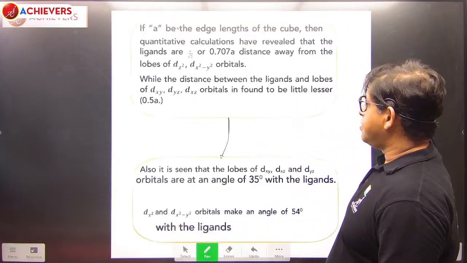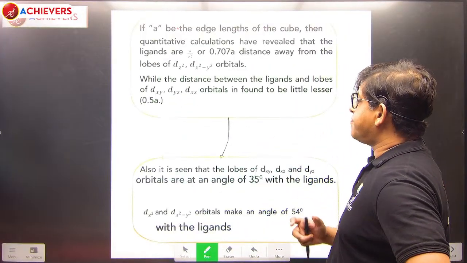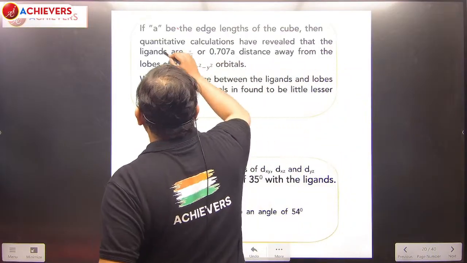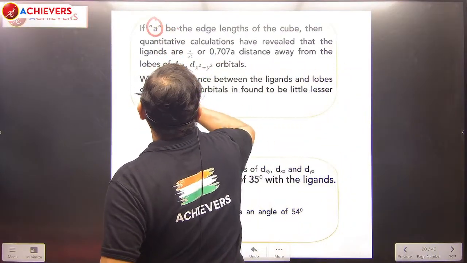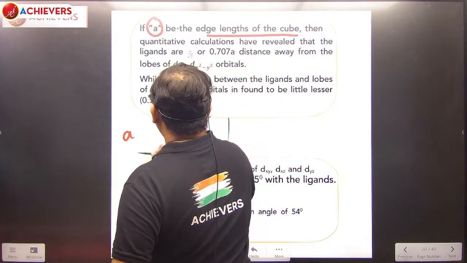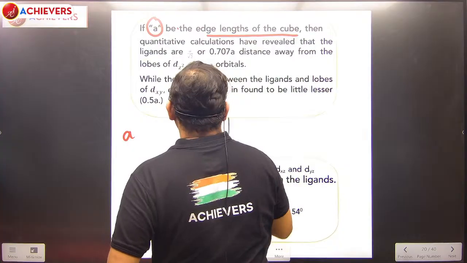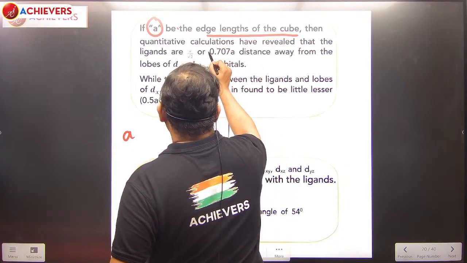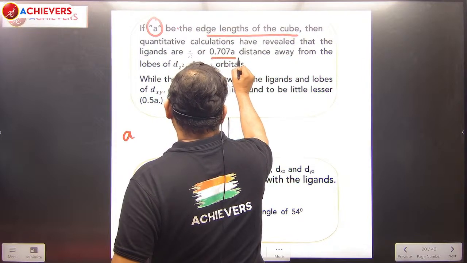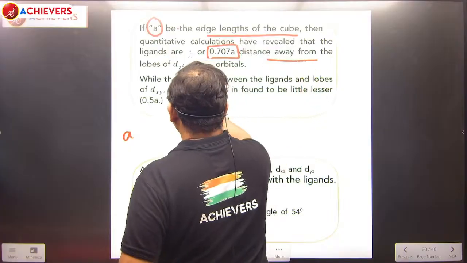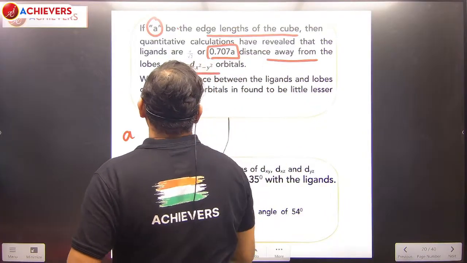So let us go here. Let us have some quantitative data. Now it is found that A is the edge length of the cube. So we are taking A to be the edge length of the cube. Then quantitative calculations have revealed that the ligands are 0.707 A distance away from the lobes of dz square, dx square y square orbitals.